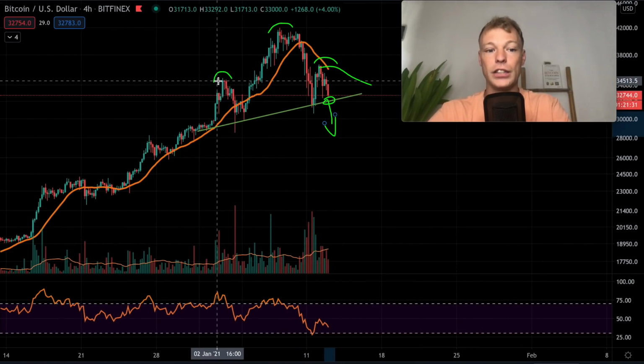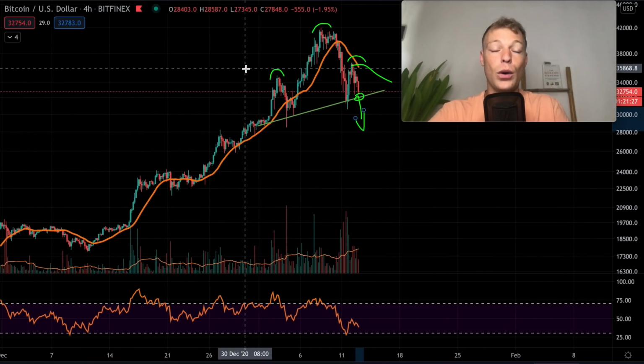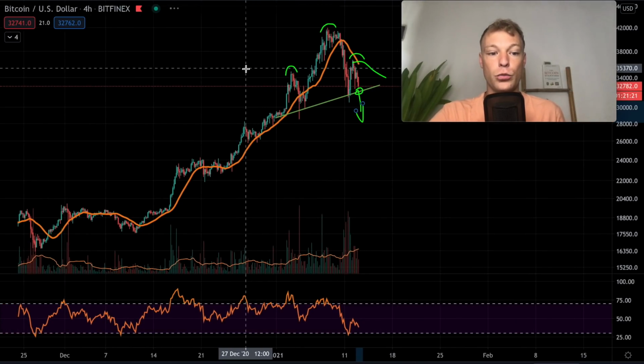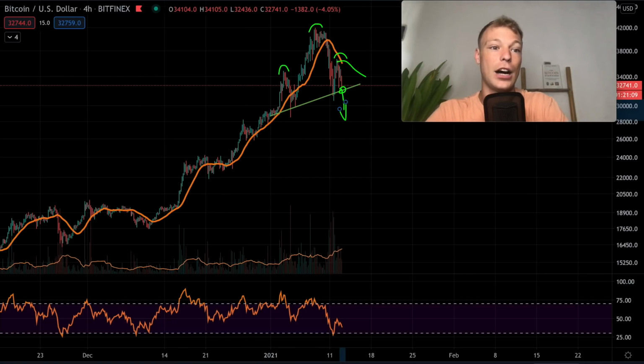The target of this head and shoulders pattern is 21,000 US dollars. Do I think it is possible that Bitcoin is going to reach this level? Yes, I do think it is possible. However, in my opinion, that would be one of the ultimate levels to the downside to watch. I wouldn't expect Bitcoin to see lower levels than 20,000 US dollars.